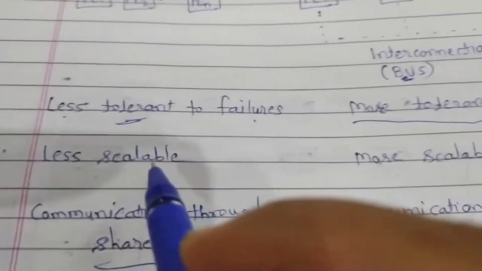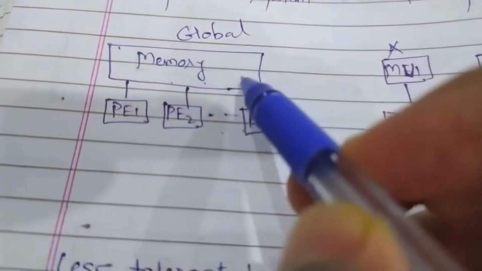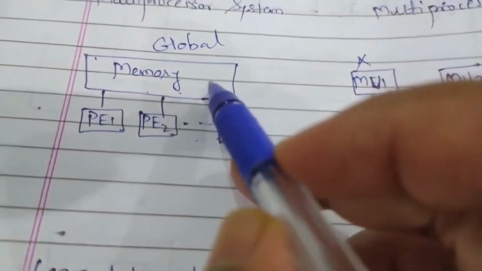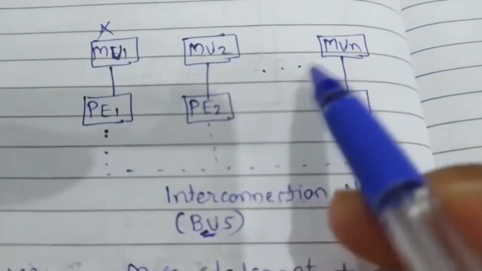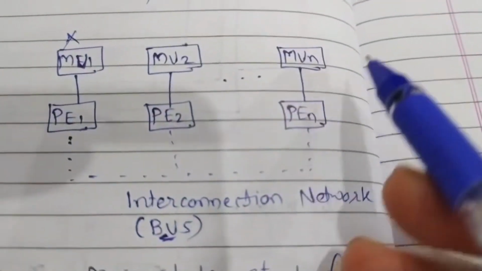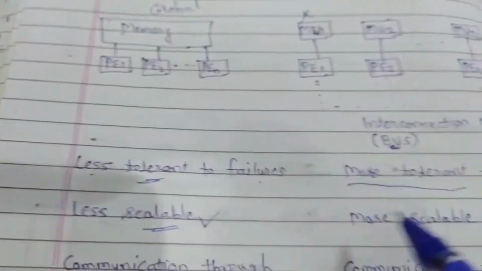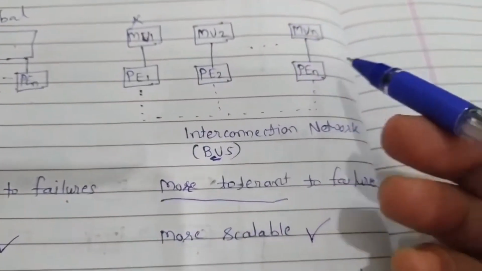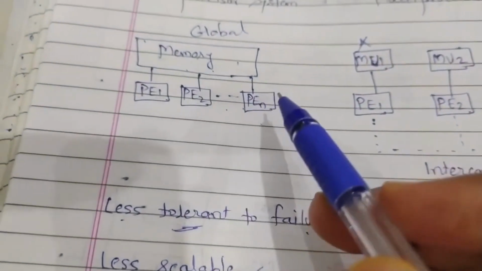It is less scalable. Why less scalable? Because all the processors share the common memory, so a limited number of processing elements can be attached to the same memory. While here all are independent, so you can add any number of processing elements along with their local memory. So that's why this is less scalable, while these are more scalable. More scalable in the sense you can add more processing elements here, while less scalable in the sense you can add fewer processing elements here.